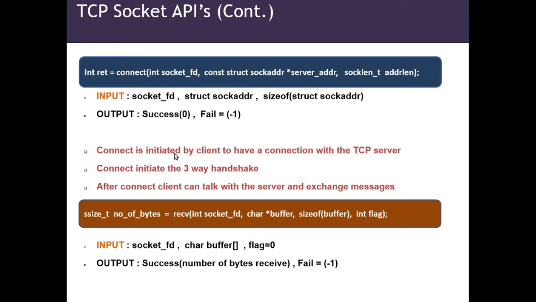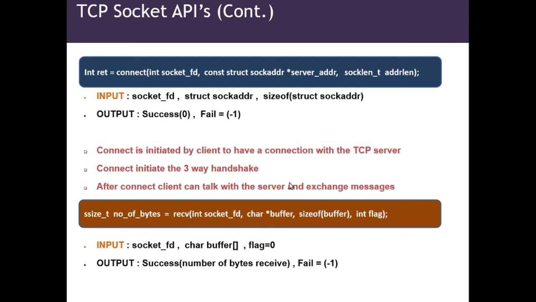So connect is initiated by the client to have a connection with a TCP server. The connect initiates the three-way handshake, which we will study in a later session. After connect, once you get connected to the server, your connectivity is done, and now you can send or receive messages, or exchange messages with the server.